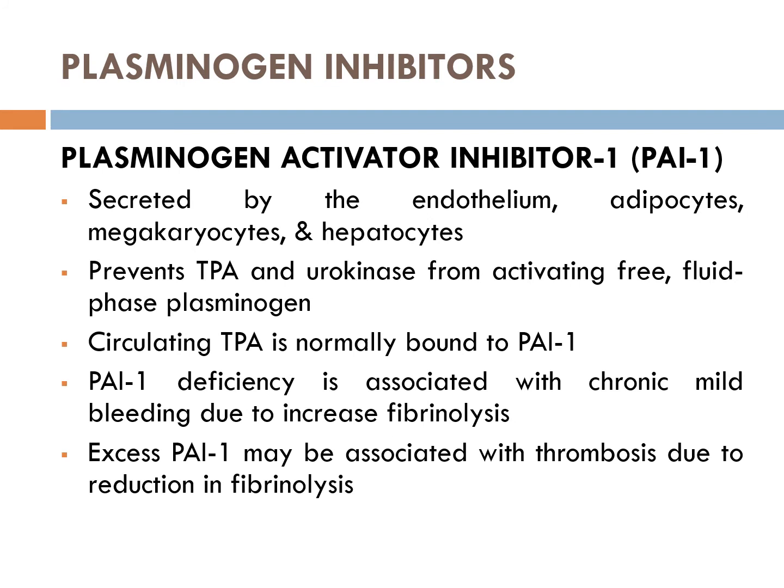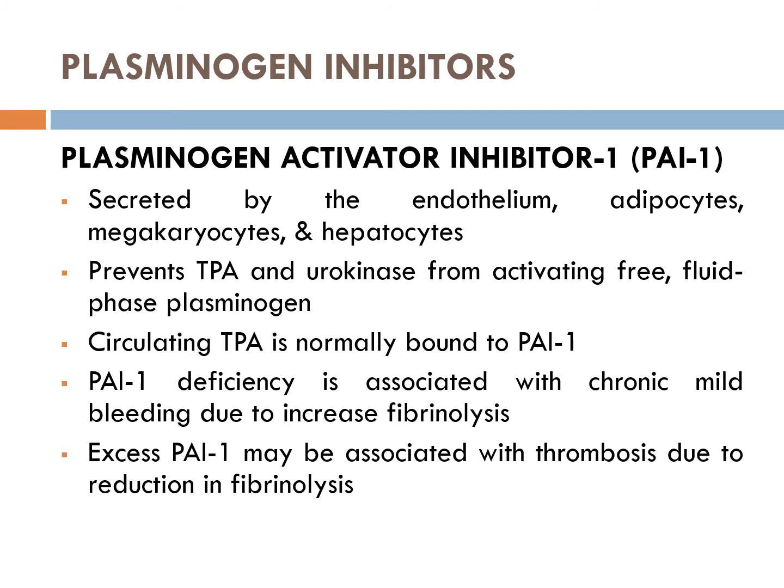For our plasminogen inhibitors, we have the plasminogen activator inhibitor 1, or the PAI-1. This one is secreted by the endothelium, adipocytes, megakaryocytes, and hepatocytes. Their function is to prevent TPA and urokinase from activating free fluid phase plasminogen. They usually circulate in the system wherein one TPA is normally bound to a PAI-1, so there is a 1:1 ratio between your TPA and PAI-1.